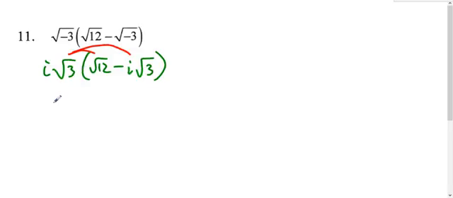So we're multiplying by an i. We have an i. 3 times 12 is the square root of 36. i times i is i squared. We'll change it to -1 in a minute. Square root of 3 times square root of 3 is square root of 9, or just regular 3, however you want to write it.